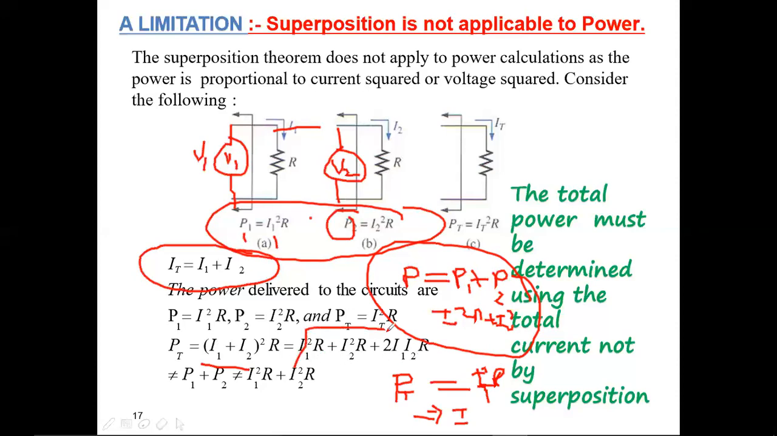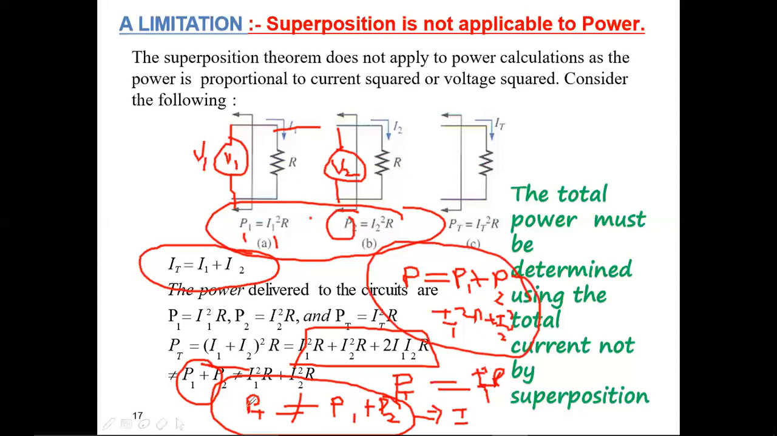This is not equal to the actual power P1 plus P2. The actual power is I1 square R plus I2 square R. Since PT is not equal to P1 plus P2, this is not applicable for the measurement of power. Individually, P1 equals I1 square R and P2 equals I2 square R. When you combine the individual powers P1 plus P2, it gives I1 square R plus I2 square R.